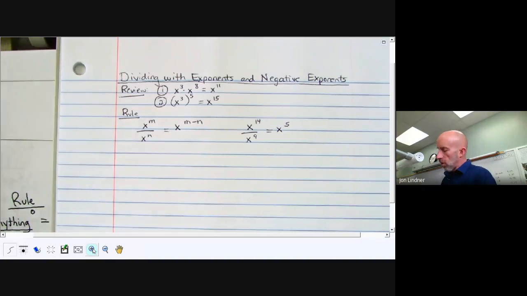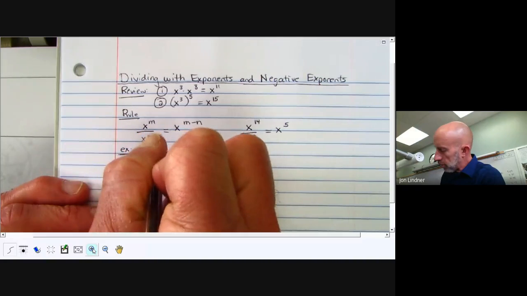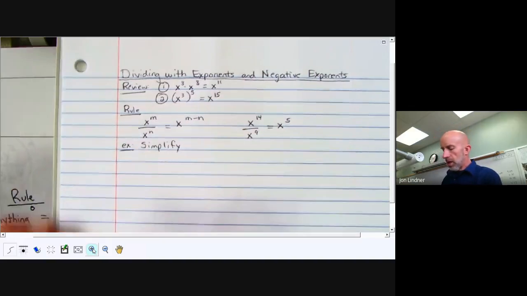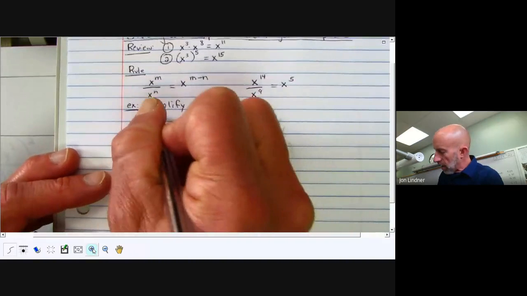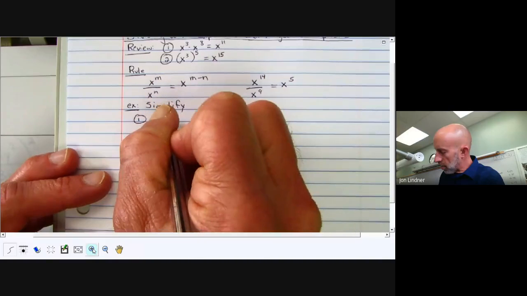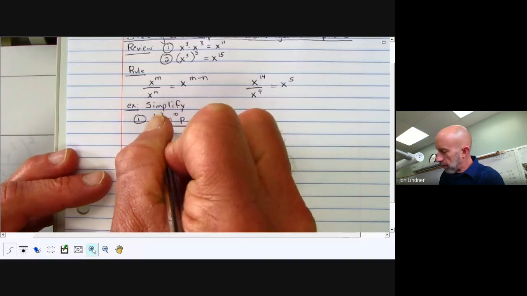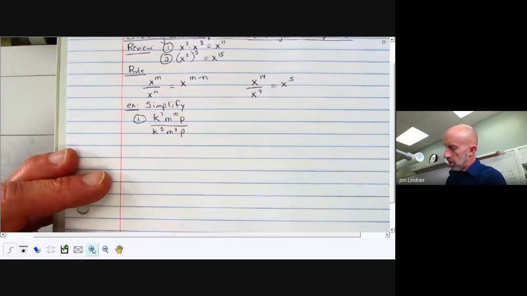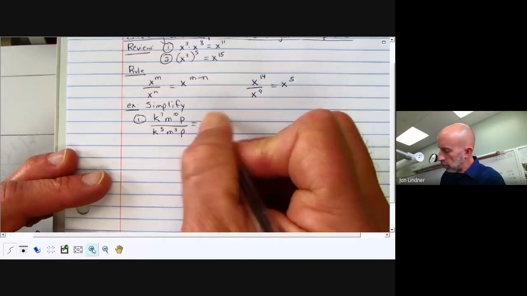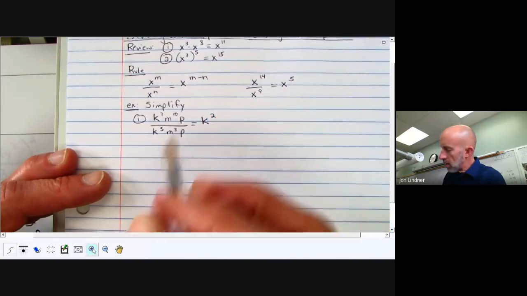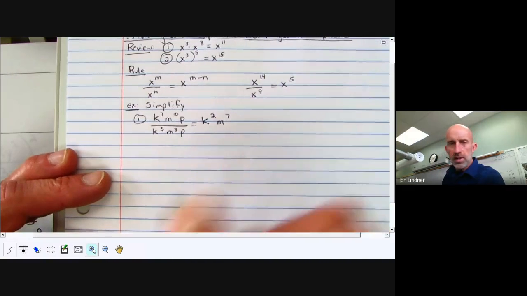Now, you know that there's going to be more to it than that, so let's look at a couple examples here. Let's say on this first example that I have k to the 7th, m to the 10th, p over k to the 5th, m to the 3rd, p. Well, this problem really isn't that hard. 7 minus 5 is 2, so I'm going to have a k to the 2nd. 10 minus 3 is 7, so I'm going to have an m to the 7th.